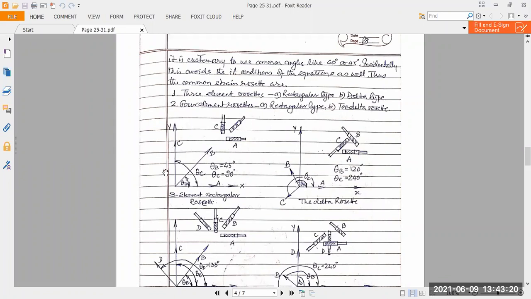Now what happens here? From O to A, the strain gauge A is set along the x-axis. From x to C, the angle theta C is 90 degrees, and you set another strain gauge there. From OX to OB, at 45 degrees, we can set one strain gauge like this. This is the rectangular strain rosette, a set of three elements.